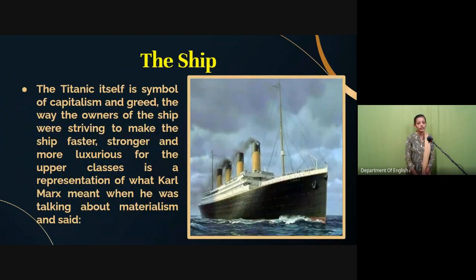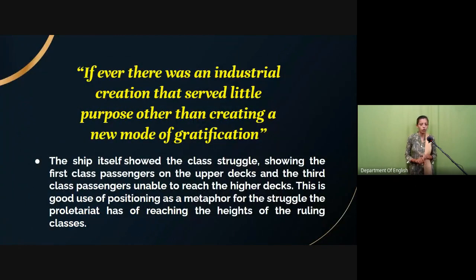The ship. The Titanic itself is a symbol of capitalism and greed. The owners of the ship striving to make the ship faster, stronger and more luxurious for the upper classes is a representation of what Karl Marx meant when he was talking about materialism, and he said that if ever there was an industrial creation that served little purpose other than creating a new mode of gratification.